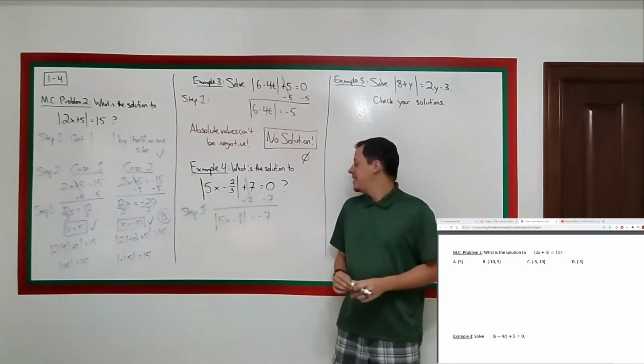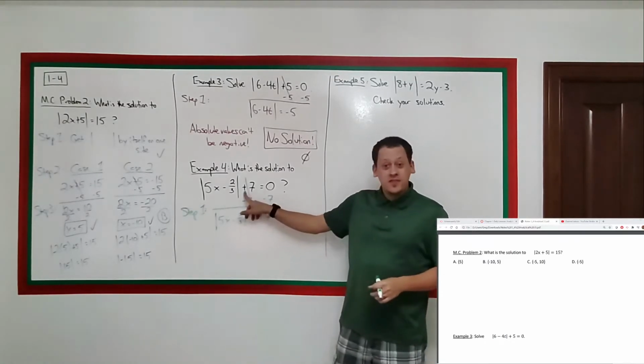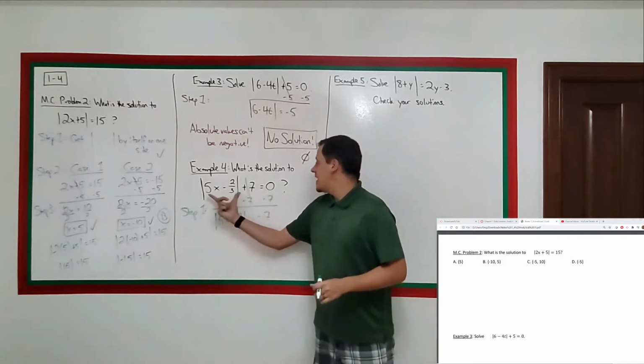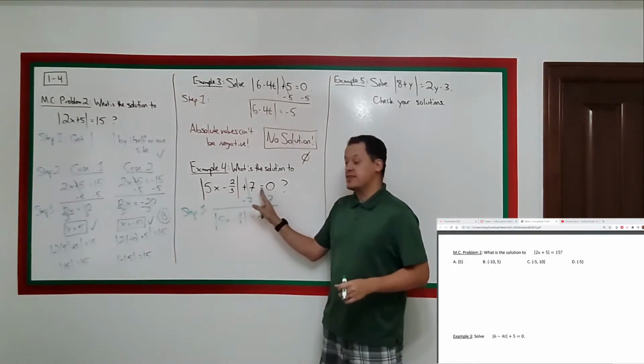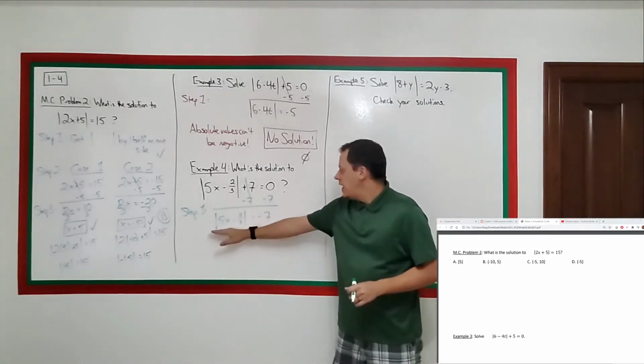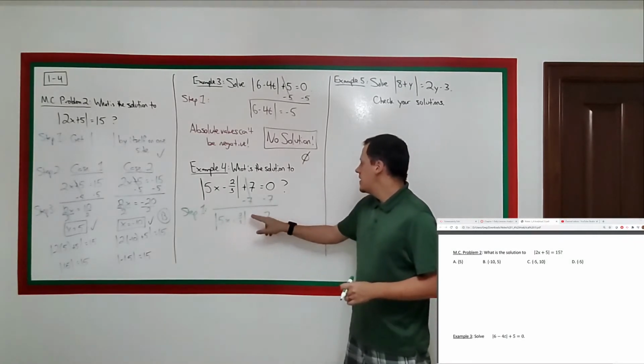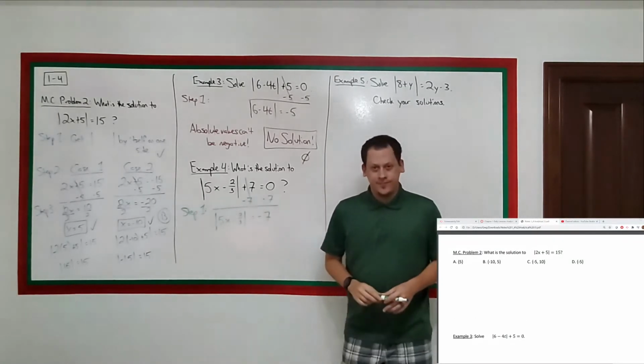All right. That's what step 1 looks like. We have to move this plus 7 to get this absolute value by itself on the left side of the equal sign. So we subtract 7 from both sides to move it over, and we get this. The absolute value of 5x minus 2/3 is equal to negative 7.